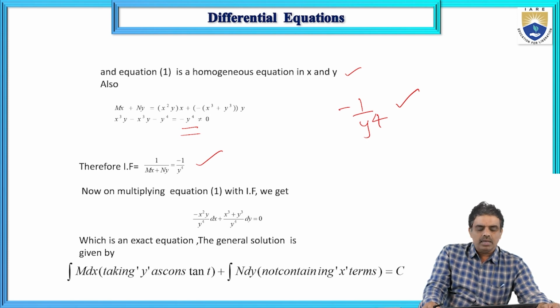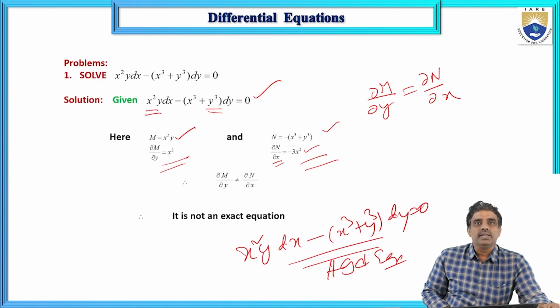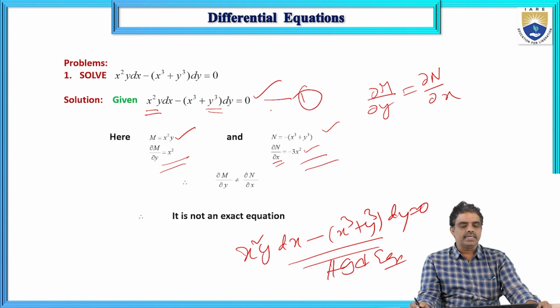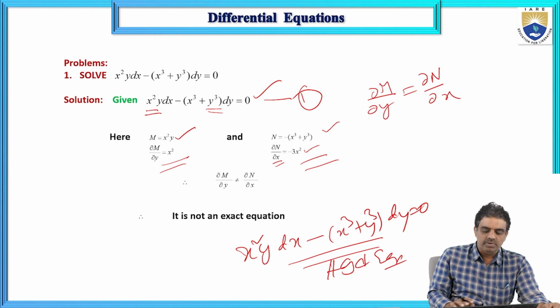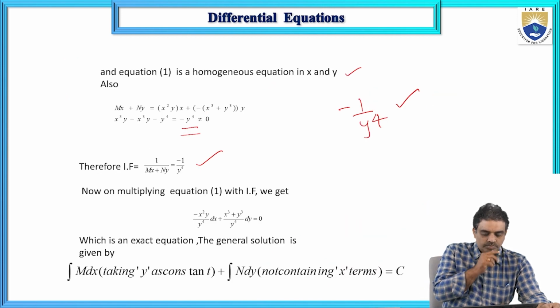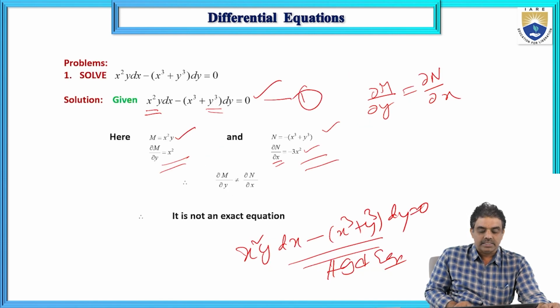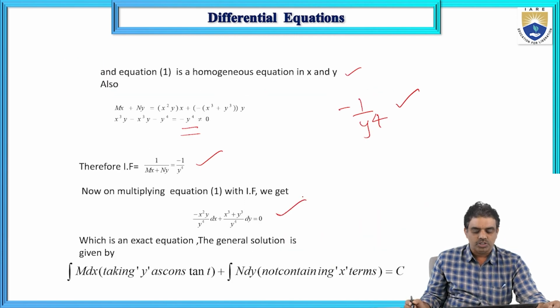After getting the integrating factor, what to do? We have to multiply this with equation 1. What is equation 1? The given equation is x square y dx minus x cube plus y cube dy is equal to 0. We multiply this with the integrating factor. Then we will get minus x square y by y power 4 dx plus x cube plus y cube by minus y power 4. Already minus sign is there, so minus 1 by y power 4 multiplied, 1 by y power 4 dy is equal to 0.